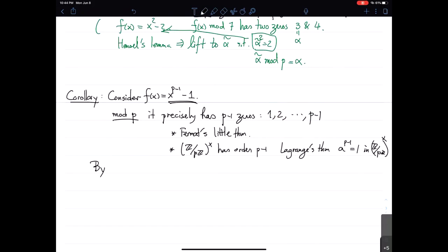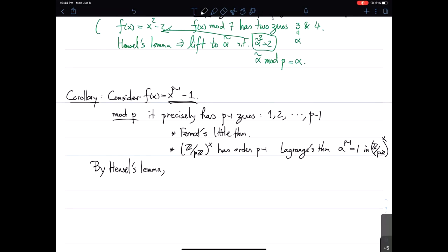So by Hensel's lemma, for each a in this list, there's a unique lift. Let me call it bracket a. This is somehow the standard way to write this in Z_p, such that first of all, this bracket a is congruent to a mod p, and secondly, this bracket a to the p minus first power is literally equal to 1.